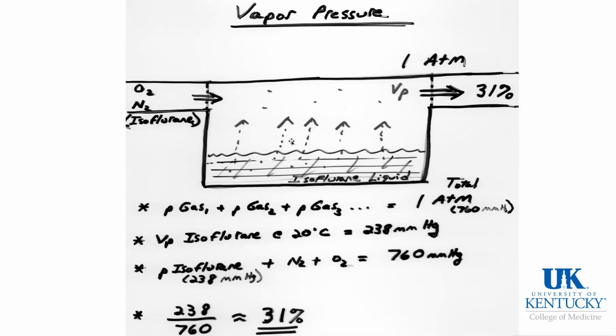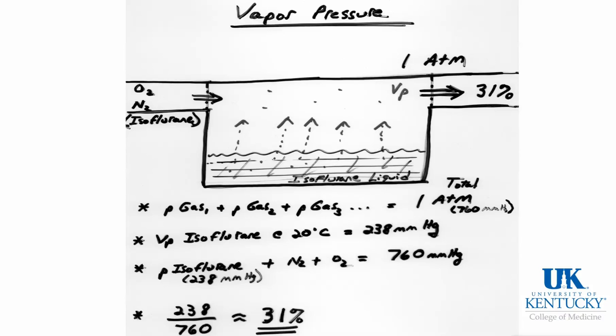So the partial pressure of isoflurane, approximately 240 millimeters of mercury, plus air and oxygen mixed together have to equal the total pressure in the system of 760. So the partial pressure of isoflurane is approximately 238, 240 over the total pressure in the system, 760, or 31%. So at equilibration in this closed container, isoflurane would reach a concentration of approximately 31% above the liquid.